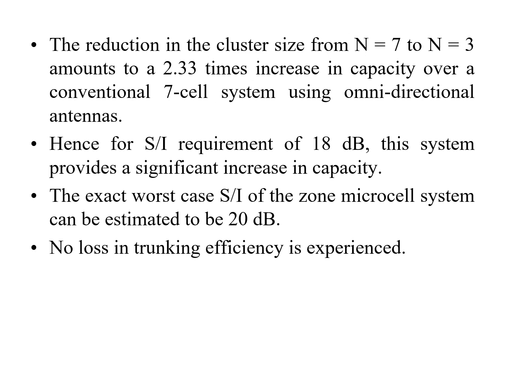The reduction in the cluster size from N equal to 7 to N equal to 3 amounts to a 2.33 times increase in capacity over a conventional 7-cell system using omnidirectional antennas. Hence, for an S by I requirement of 18 dB, this system provides a significant increase in capacity. The exact worst case S by I of the zone microcell system can be estimated to be 20 dB. No loss in trunking efficiency is experienced.